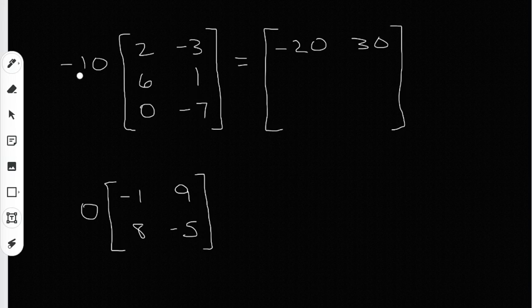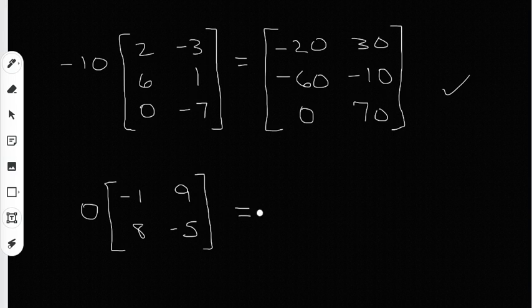Second row, I've got negative 10 times 6. That's going to give me negative 60. And then 1 times negative 10 will give me negative 10. And then on the bottom row, anything times 0 is going to give me 0. So I'm going to have 0 right here. And then for the last element, I have negative 7 times negative 10. That will give me positive 70.